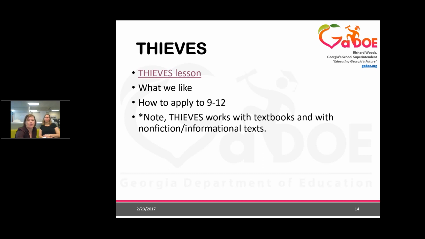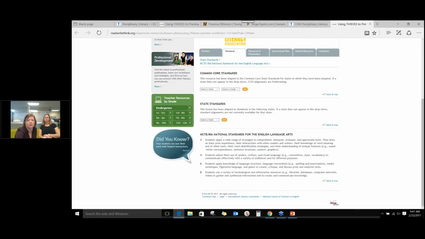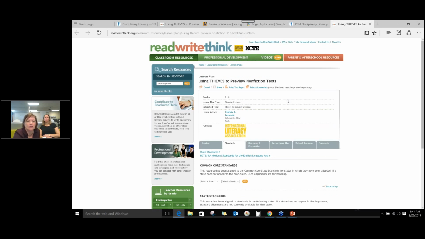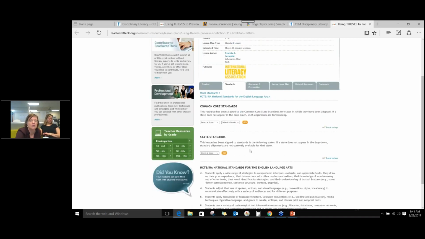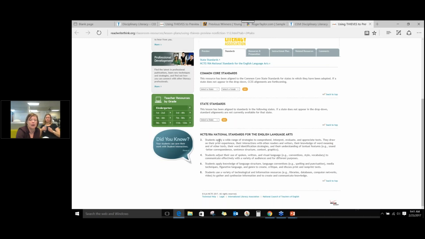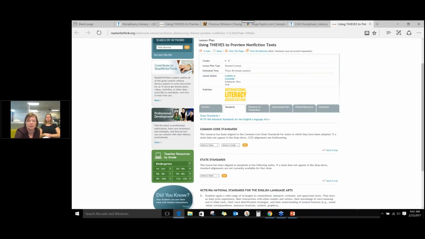So this is a ReadWriteThink lesson that I like very much. It's called THIEVES, and it is something you can use to preview nonfiction texts. I'm sure most of you are familiar with this, but just in case, ReadWriteThink organizes their lesson examples in this way. There's a preview, and then there's a connection to the standards. You can select your state, and it'll pull up the matching state standards, and then it also has what are currently still the NCTE/IRA standards for English language arts. Those IRA standards are in the process of becoming ILA because they've switched to the Literacy Association, but it's still relevant for you. It also gives you what you need for your resources and preparation.